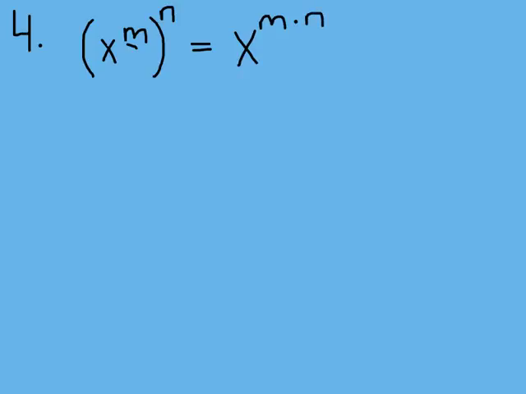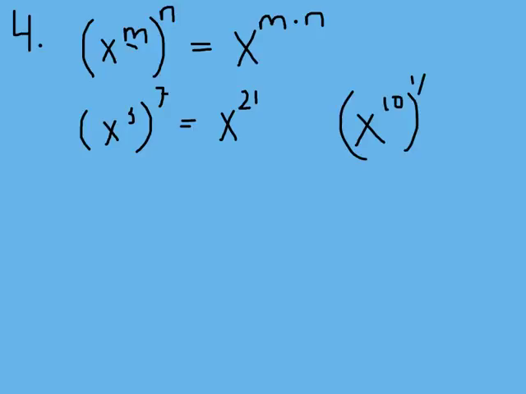Okay, so let's say I have, let's just use x to the 3rd to the 7th power. We would end up with x to the 21st, since 3 times 7 is 21. Or if I have x to the 10th to the 1/5 power, 10 times 1/5 is 2, so x to the 2nd.